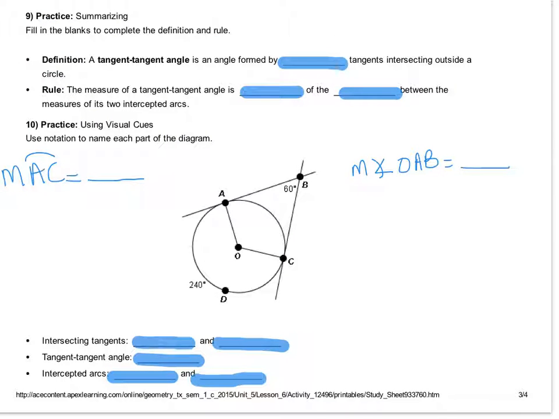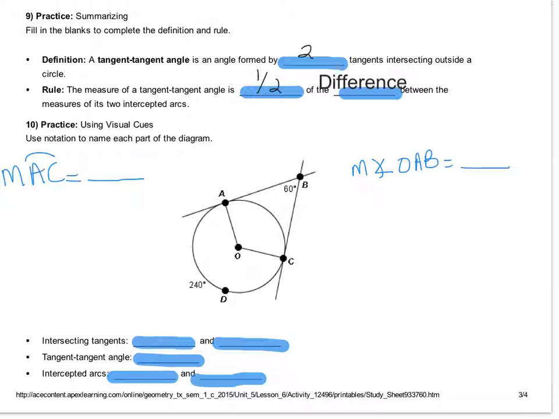This one I had some extra stuff because I ran out of space. It says a tangent angle is an angle formed by two tangents intersecting outside a circle. So right here you would have two tangents intersecting outside a circle. The rule is the measure of a tangent angle is half of the difference between the measure of its two intercepted arcs. So not much different there. Big arc minus the small arc, between the measure of its two intercepted arcs.